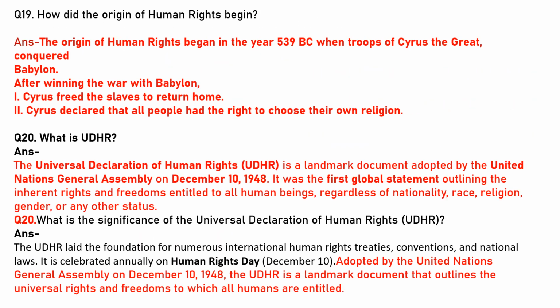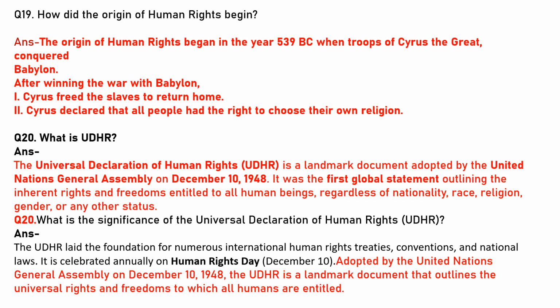How did the origin of human rights begin? The origin of human rights began in the year 539 BC when troops of Cyrus the Great conquered Babylon. After winning the war with Babylon, Cyrus freed the slaves to return home. Cyrus declared that all people had the right to choose their own religion.